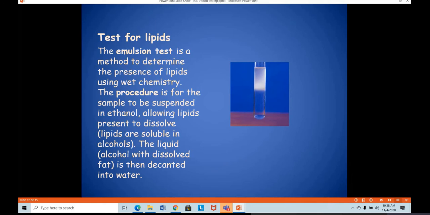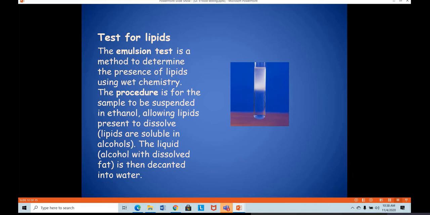The procedure is for the sample to be suspended in ethanol, allowing the lipids present to dissolve in it, as the lipids are soluble in alcohol. Then the liquid alcohol with dissolved fat is decanted into the water, meaning it is suspended like this without getting dissolved.